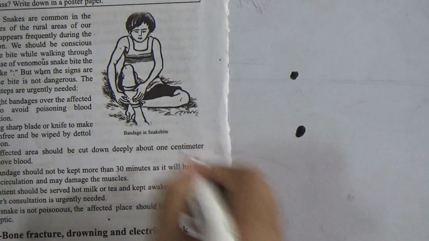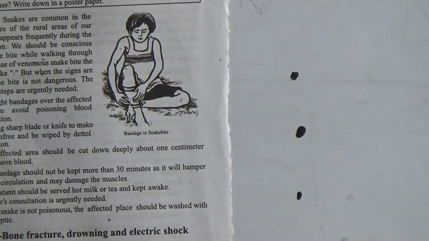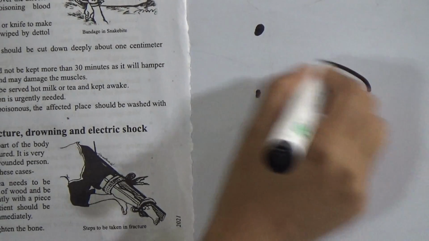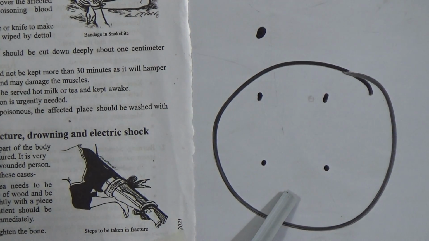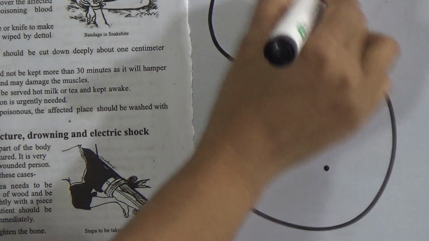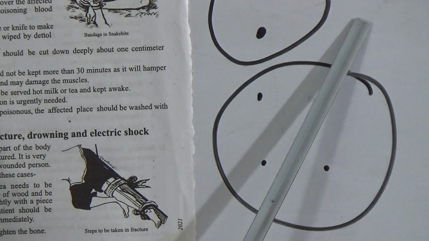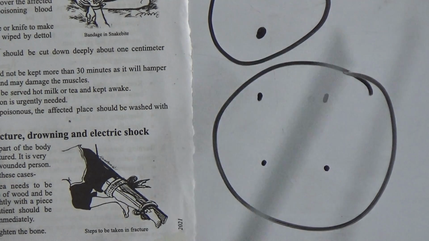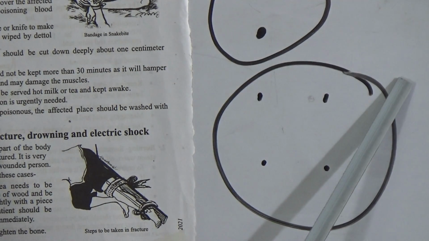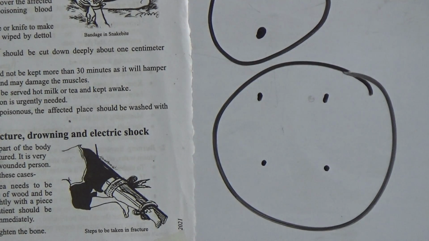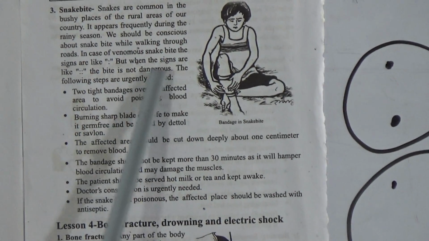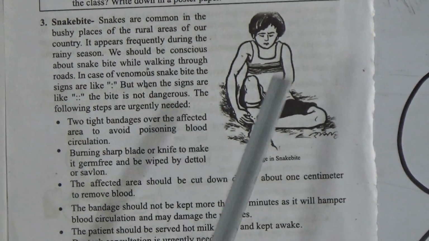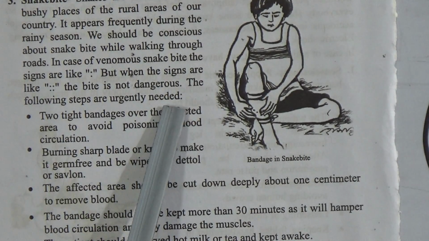And if you get 4 dots, it means the snake is venomous. It is venomous and it can be harmful for you. It can take your life. So if you get 2 dots, it is not venomous and you are safe, if you get proper treatment. But the 4-dot sign means a venomous snake. Here we are saying, when the signs are like 2, the bite is not dangerous. The following steps are urgently needed.